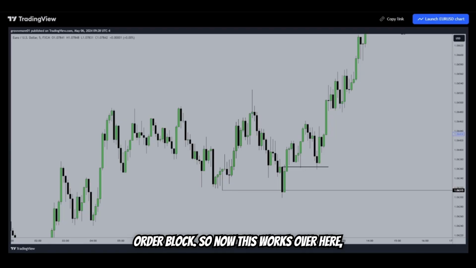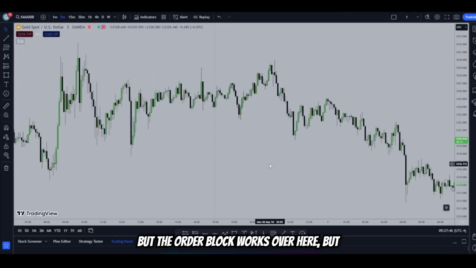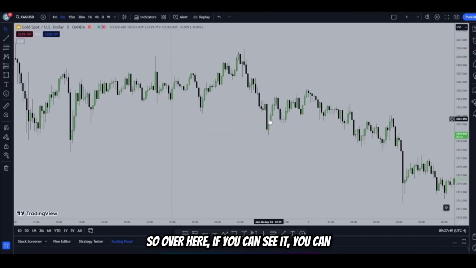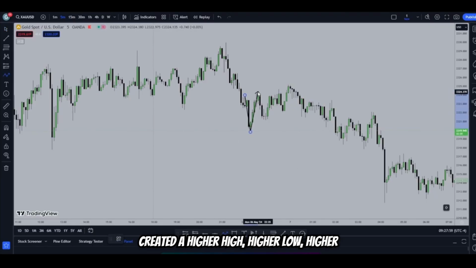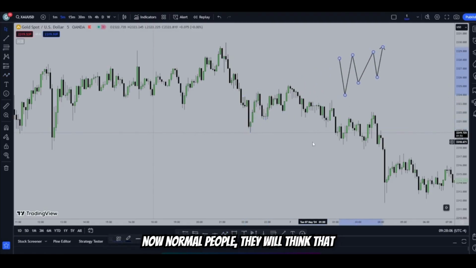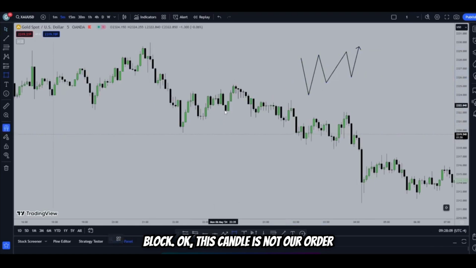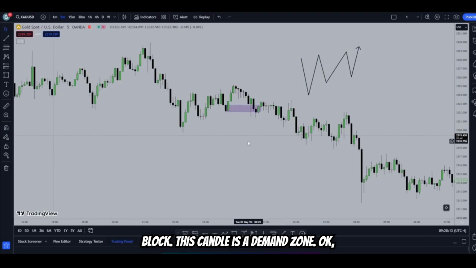Now the order block works over here, but it will not work if you think like this. Over here you can see there was a market structure shift, because you can see this lower low, then it created a higher high, higher low, higher high, higher low, and higher high. Normal people will think this candle is our order block. This candle is not our order block. This candle is a demand zone, because people have mixed up smart money concepts and supply and demand a little bit. So this is a demand zone, not an order block.